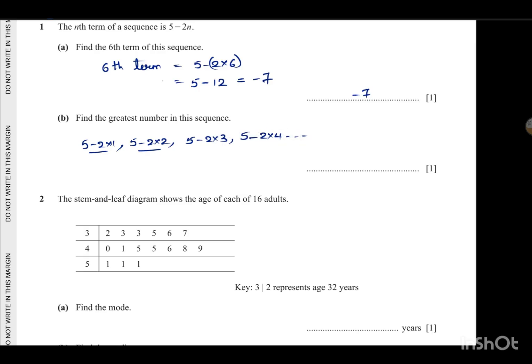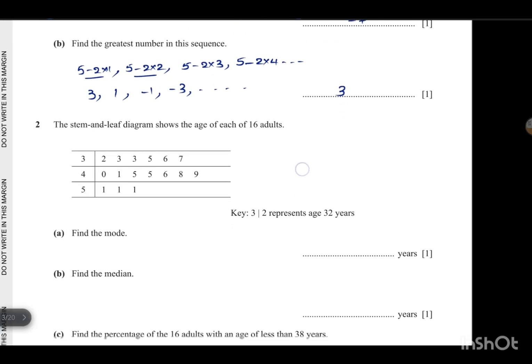So 5 minus 2 is 3. 5 minus 2 into 2, 4, that is 5 minus 4 is 1. 5 minus 2 into 3, 6, minus 1. 5 minus 2 into 4, that is 8, which is minus 3, and so on. Now as the sequence continues, the numbers are becoming negative, so they are all smaller. So the greatest number is the first term here. So it is 3.